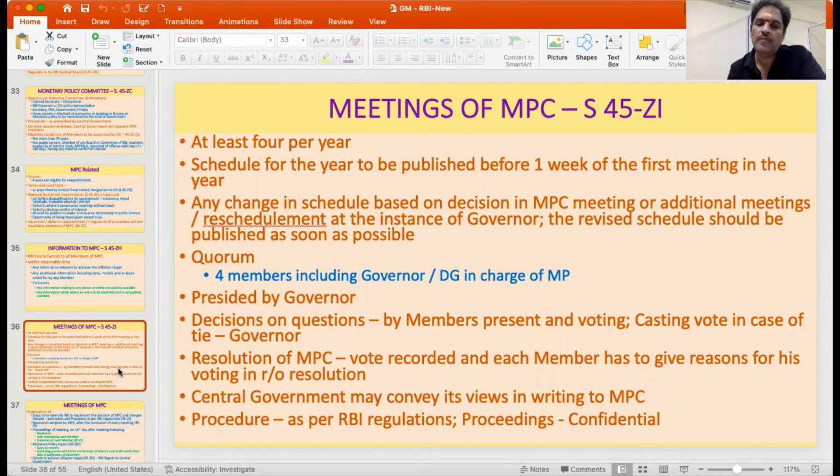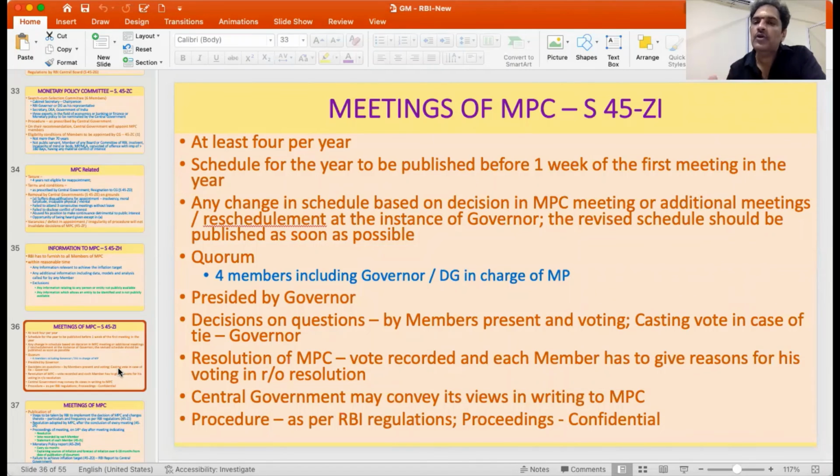Then the resolution of the Monetary Policy Committee and the vote recorded by each member has to be with reasons. It is not merely saying that you increase or decrease, but why you are increasing or why you are indicating that you want to decrease, and by what extent. They will have to give this disclosure. This is a mechanism for improving the transparency.